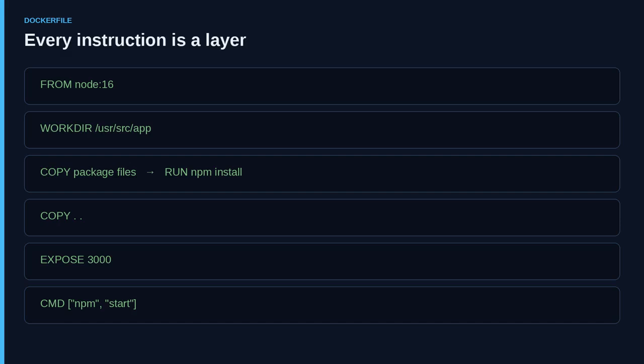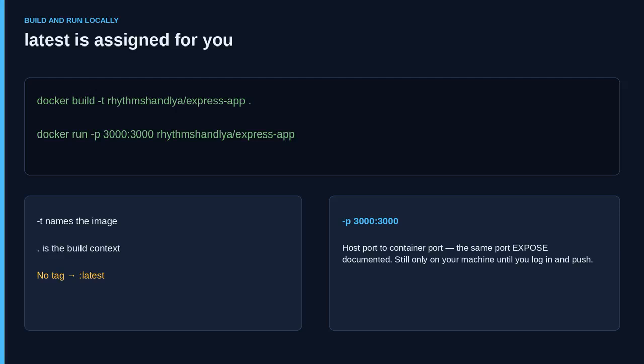Build with docker build -t rhythmshandlya/express-app, then a space and a dot. The -t names the image. The dot is the build context, this directory. Because you did not write a tag after the name, Docker assigns latest automatically.